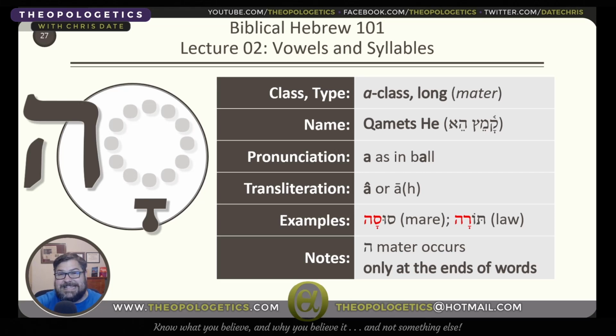Examples of words that end in the qamets hey include susah, which is the feminine version of the word meaning horse, so this means mare, and Torah, meaning law or instruction. And just note that the hey mater, any mater or vowel letter that ends in a hey, only occurs at the ends of words.